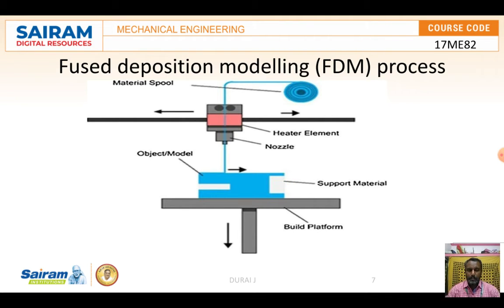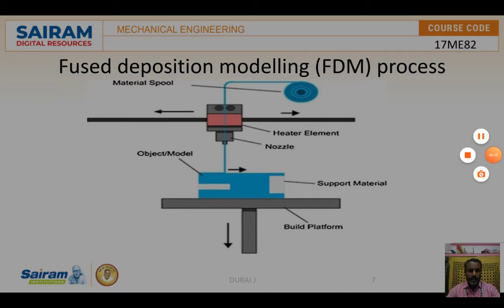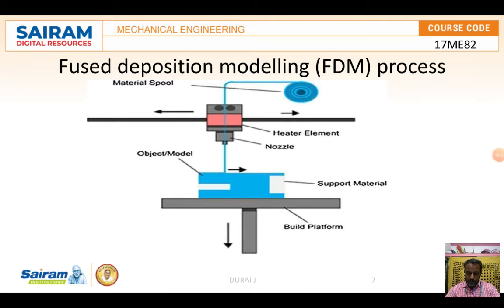Then comes the principle. The principle of FDM is based on surface chemistry, thermal energy, and layer manufacturing technology. The material filament is melted in a specially designed head which extrudes the model. As it is extruded, it cools and thus solidifies to form the model. The model is built layer by layer in rapid prototype systems.